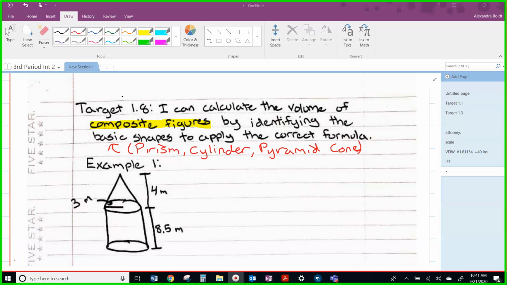And then we use them to find the total volume of this composite figure. And we do that by either adding or subtracting. Okay, so we're always combining, and combine could mean add or subtract. So let's look at our examples.